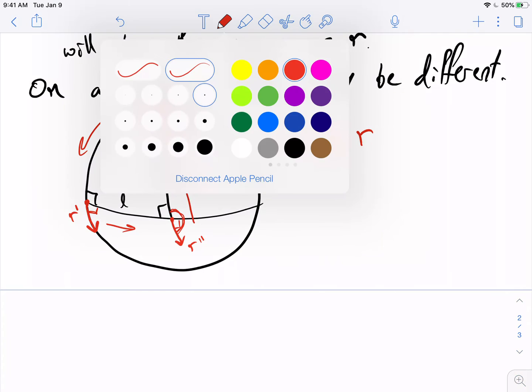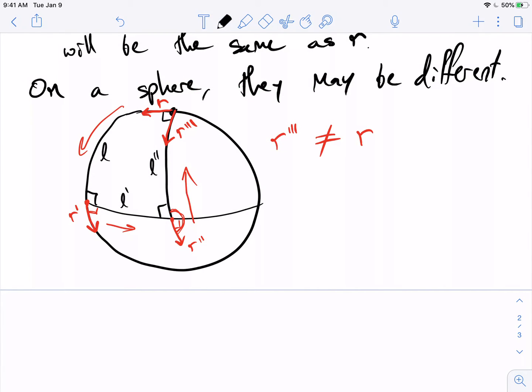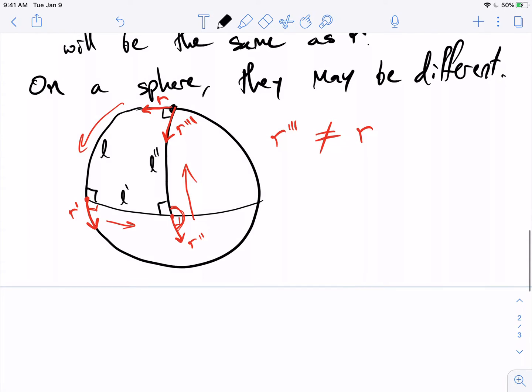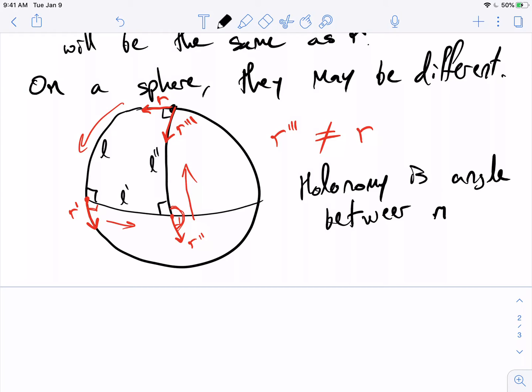Okay, and so in general, one can ask, what's the angle of their difference? How much do they differ by? What's the angle between R and R triple prime? And that's called the holonomy. So this is what you should remember in your head, and then if you're actually doing a calculation, we have to be really careful just to make sure we all have the same conventions.